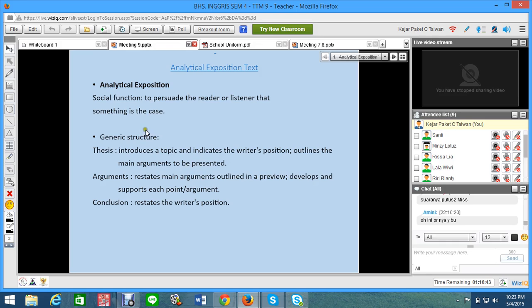So you have to remember the social function is to persuade the reader or listener, and the generic structure consists of thesis, arguments and conclusion, okay. This is arguments and conclusion. You have to remember that because this is very important, okay. And the social function is to persuade.